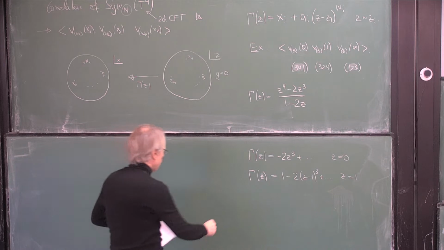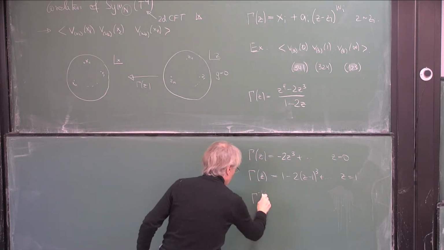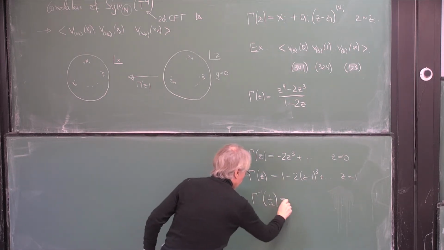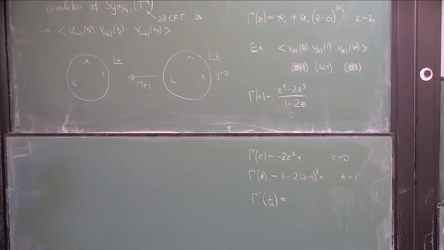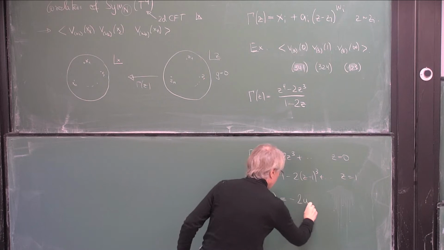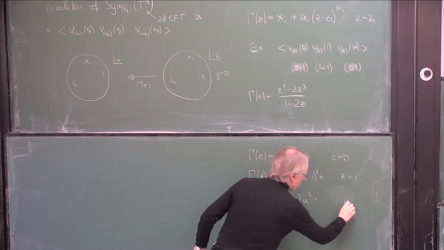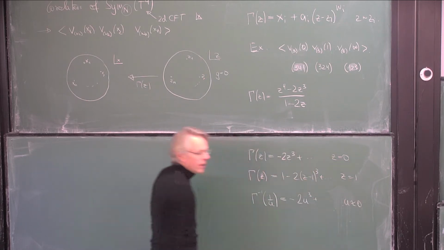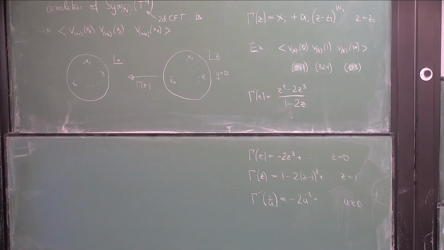And then if you want to understand what it does at infinity, you should look at the inverse of gamma, gamma to the minus 1, and evaluate it at 1 over u, and take u to 0. Then you can see that this goes like minus 2u^3 for u near 0. So this is an example of such a covering map, right?